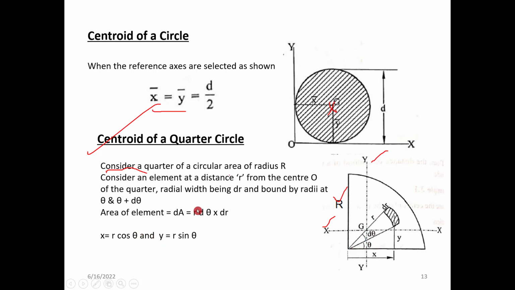The area of the element dA is equal to r into d theta. So r into d theta will give you this arc length, right? This arc length into this thickness dr will give you the considered area of the element. And we have the notations: x is equal to r cos theta, so we are taking x here, and y is this one. x is equal to r cos theta, the cos component of this triangle, and y is equal to r sin theta.